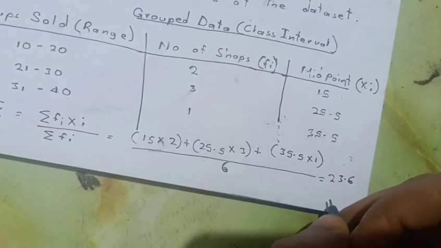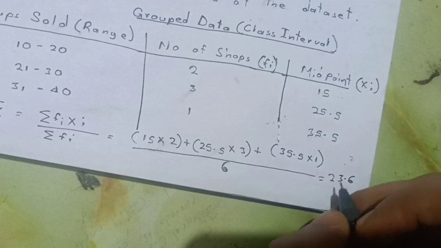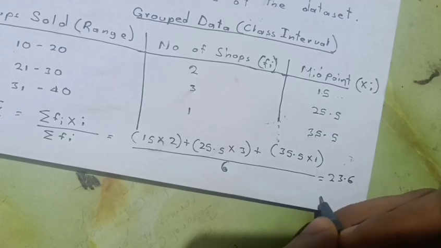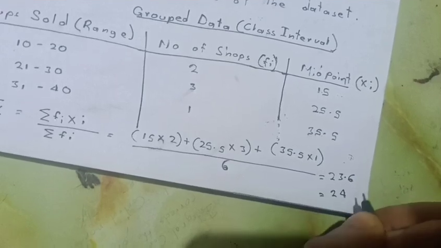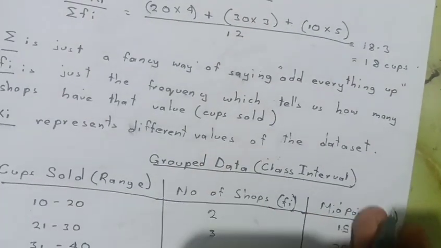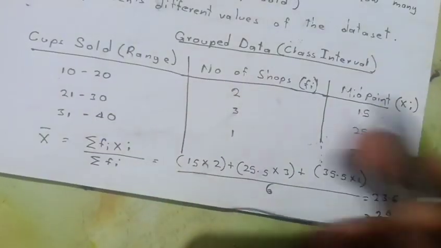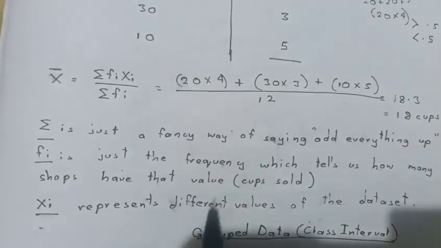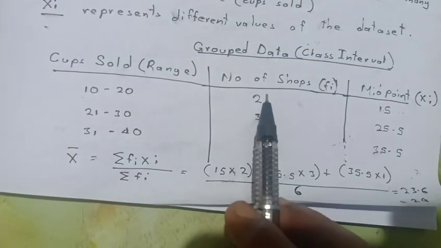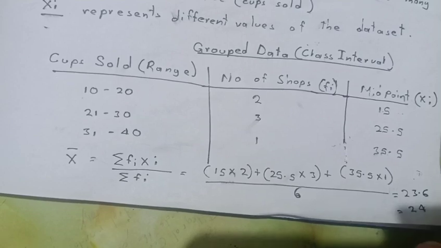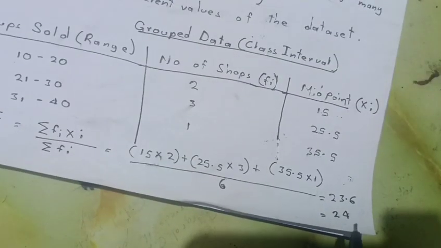Now we know what we have to do, round it up. So we can say 24. In conclusion, we can say that 24 cups are sold every day. Per month that will be 24 into 30. So from all these shops, we have found the number of cups they sell is 24 every day.